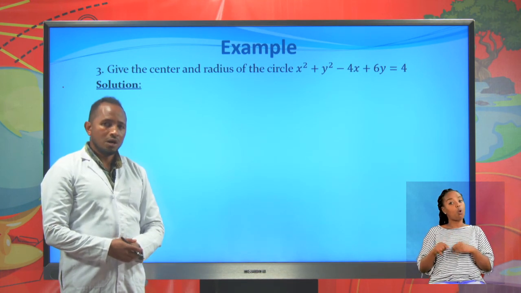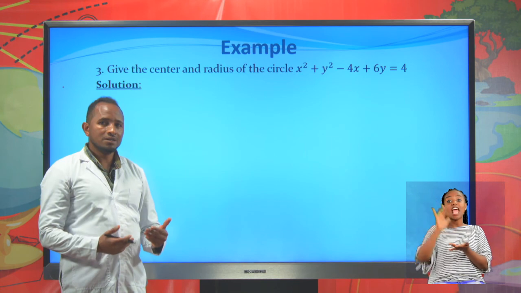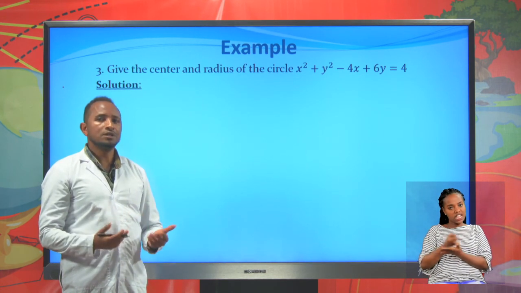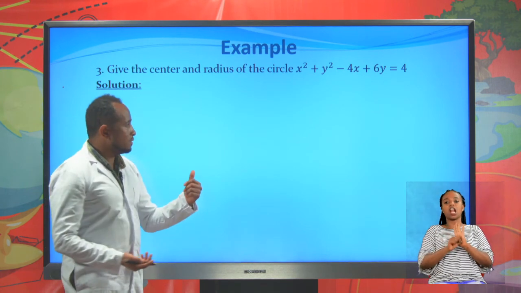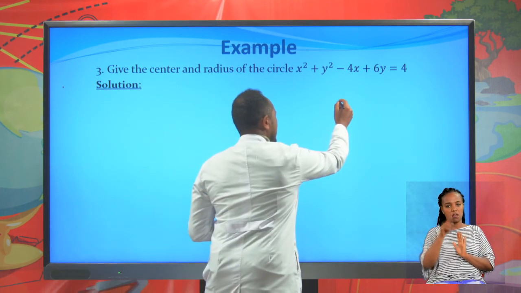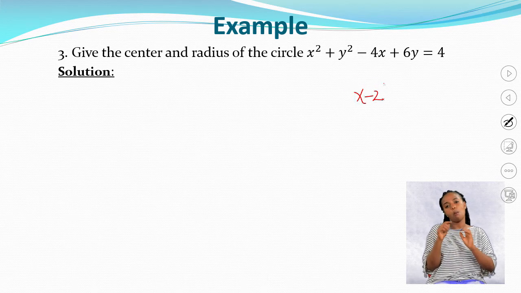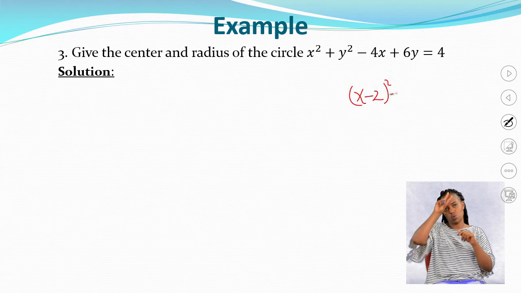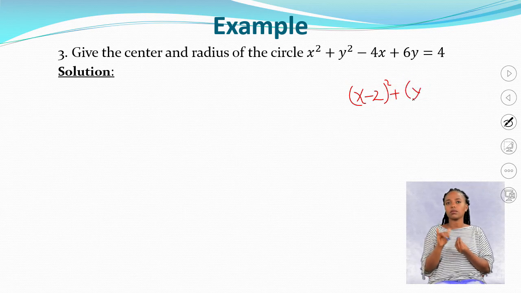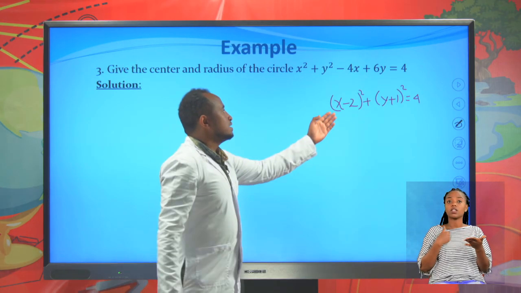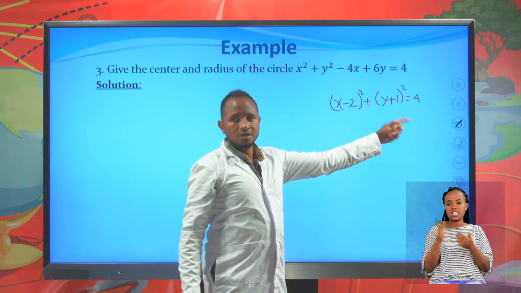So to find the center and the radius of a circle, you need to write the equation in standard form. For example, if we have the equation of a circle in this form, (x - 2) squared plus (y + 1) squared is equal to 4. If you have this form, you can easily see the center and the radius.